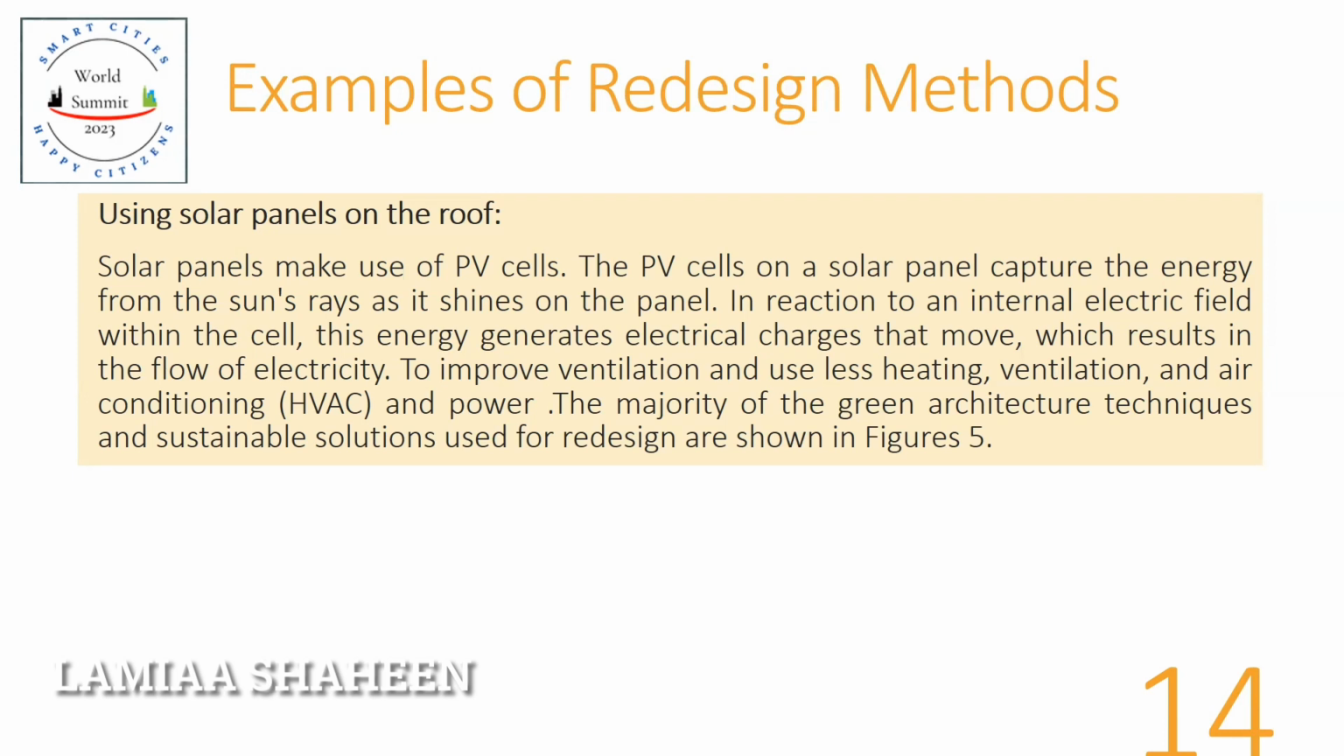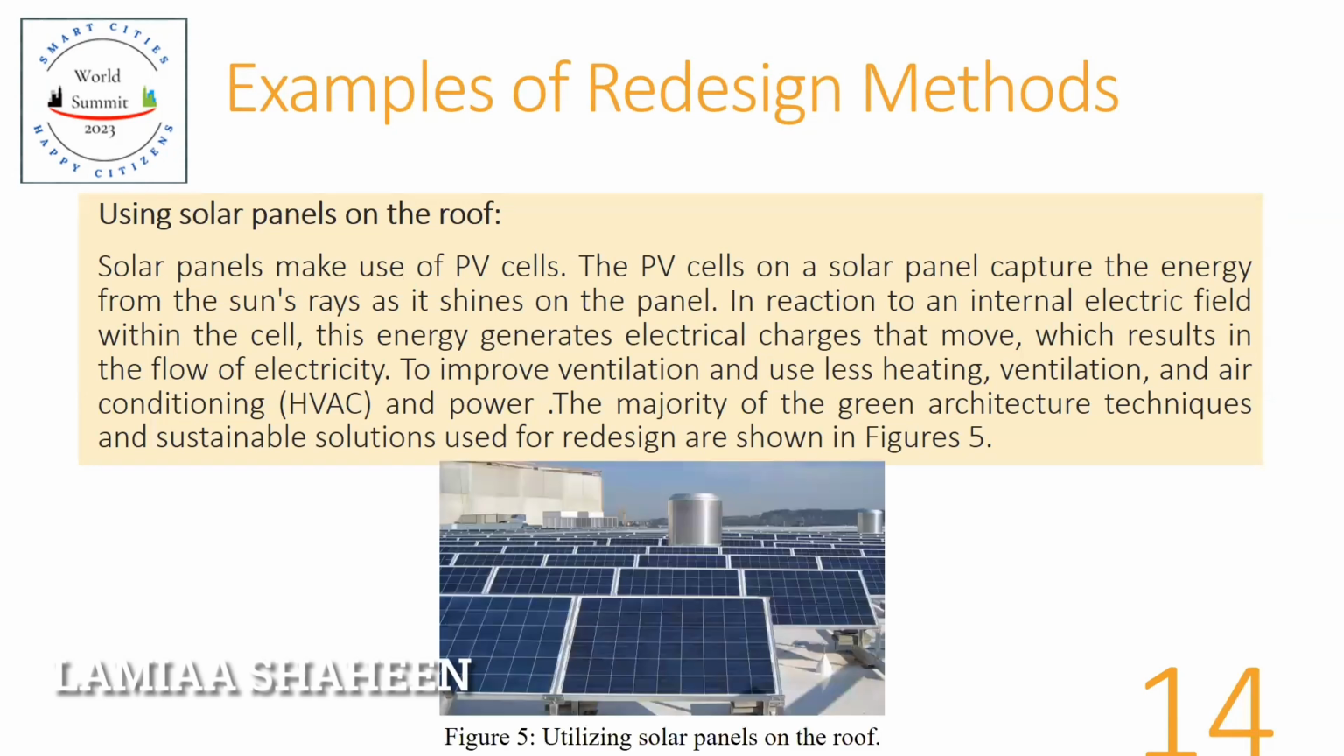To improve ventilation and use less heating, ventilation and air conditioning, HVAC system, and power. And the majority of green architecture techniques and sustainable solutions used for redesign, as shown in figure number 5, using solar panels on the roof.